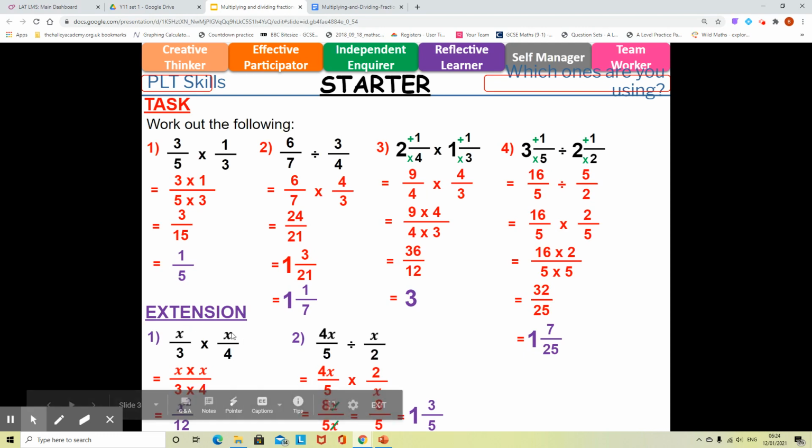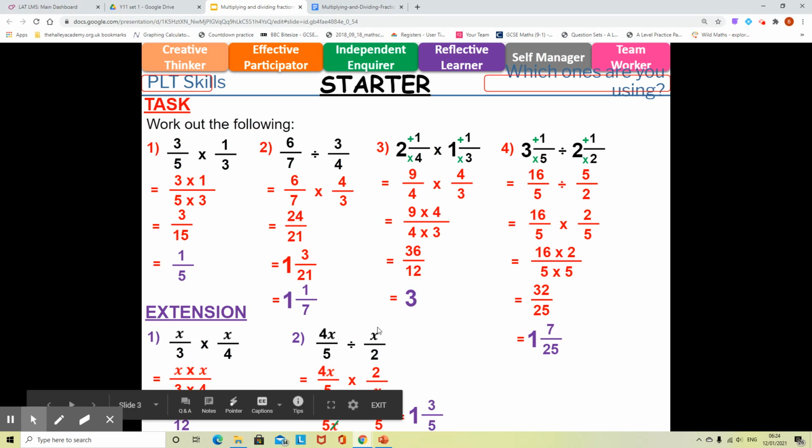In the algebraic fractions, we use the same concept. It involves multiplying fractions. x multiplied by x gives you x squared. 3 multiplied by 4 gives you 12. So multiplying these two fractions would give us the answer x squared over 12. Let's focus on the dividing fractions.